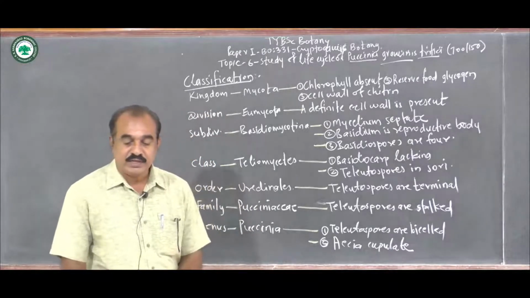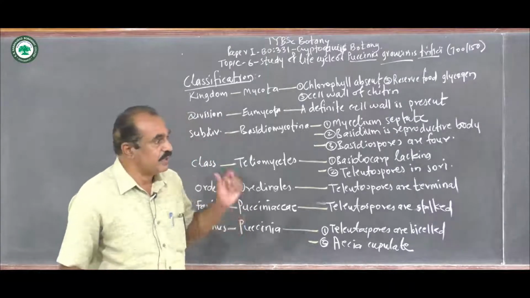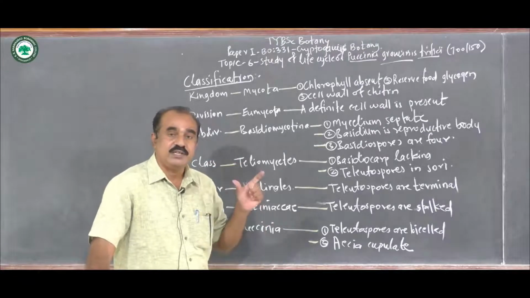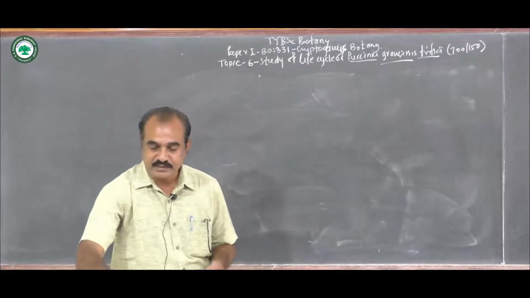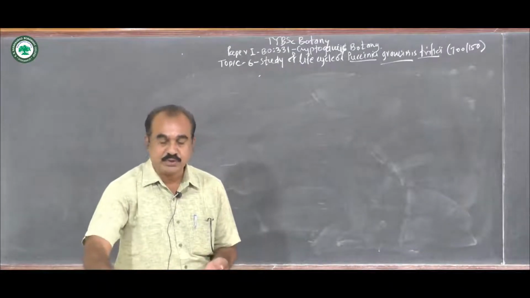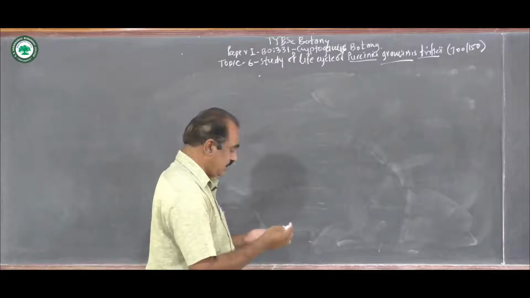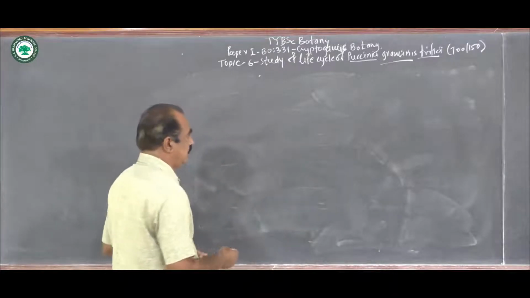Now next point, that is the occurrence of Puccinia graminis tritici on both the hosts. It is an obligate endoparasite. It requires two different types of hosts to complete its life cycle. So the first host, that is the wheat.